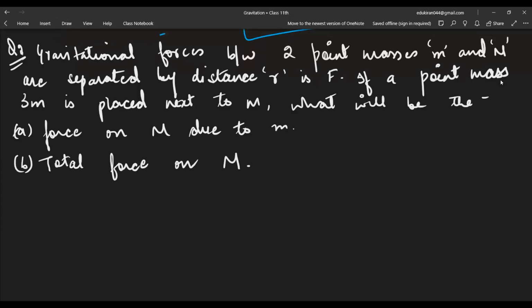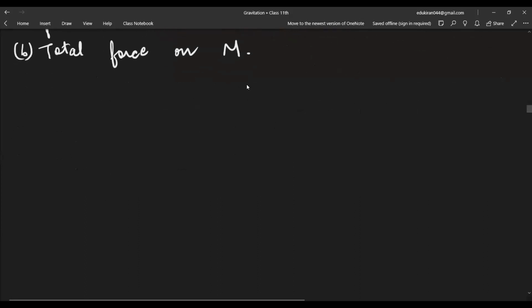Gravitational forces between two point masses, capital M and small m, are separated by a distance small r. This is F. If a point mass 3m is placed next to small m, what will be the force on capital M due to small m and the total force on it? Capital M is there.